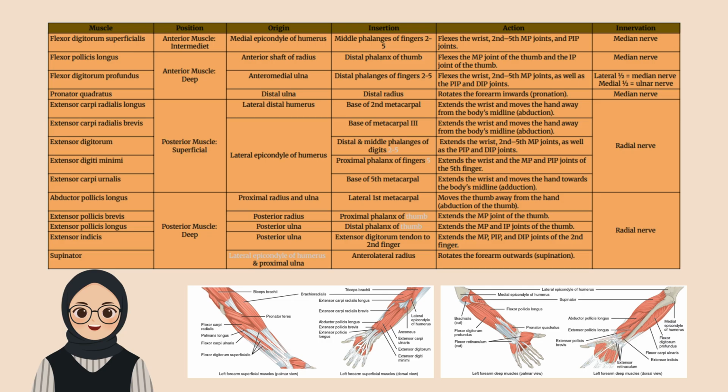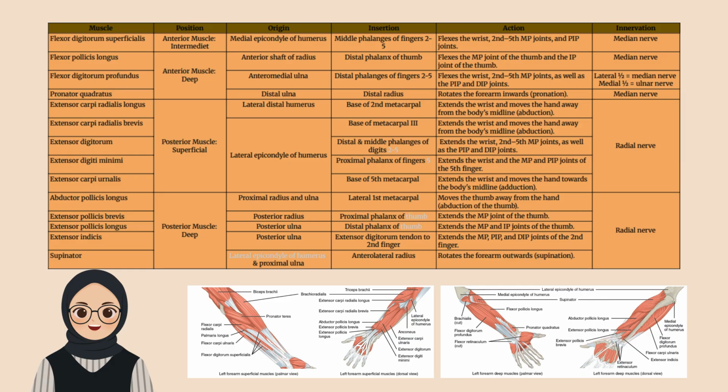Flexor pollicis longus. The position is anterior muscle, deep. The origin is anterior surface of radius. The insertion is distal phalanx of thumb. The action is flex the IP joint of the thumb and the MP joint of the thumb. The innervation is median nerve.